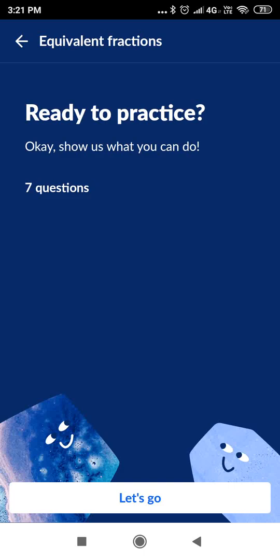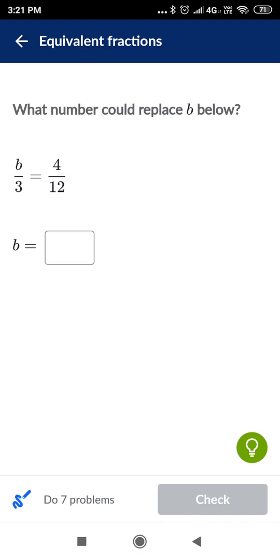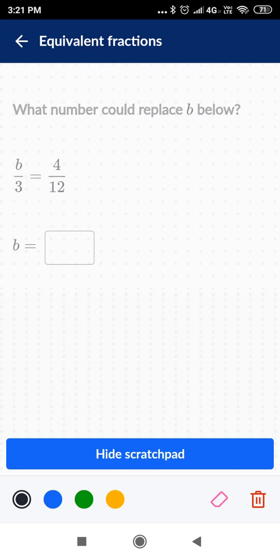Equivalent fractions. What are equivalent fractions? You have learnt about fractions. 4 by 12 is a fraction. Equivalent fractions are those fractions whose value is equal to 4 by 12, although their numerator and denominator are different.